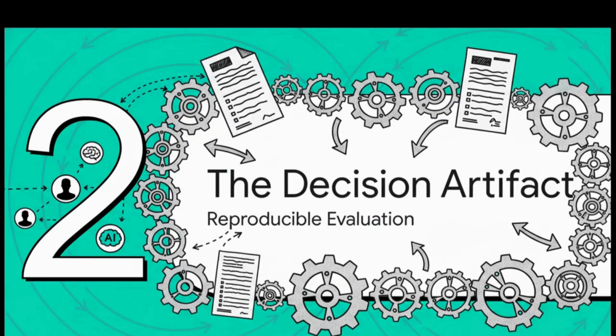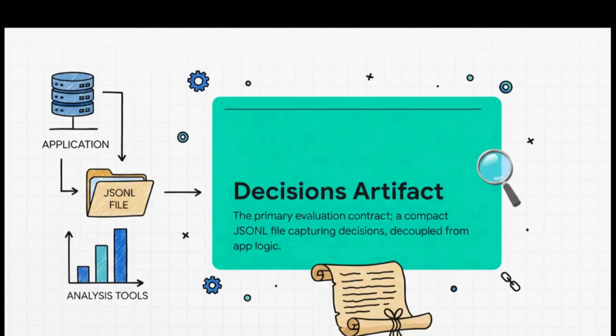So, how do we get from the messy side to the clean side? Well, that brings us to our second section, and this is the core idea that makes everything else possible, the decision artifact. The decision artifact is a really simple but powerful idea. It's just a file, specifically a JSON lines file, which means every line is its own little JSON object. And this one file becomes the single source of truth for an entire interaction. Think of it like a treaty, a contract between your application and your analysis tools. Your app promises to log decisions in this standard format, and in return, your analysis tools can guarantee you get reproducible, comparable results every single time. And because it's totally decoupled from your app's internal logic, it's incredibly portable.